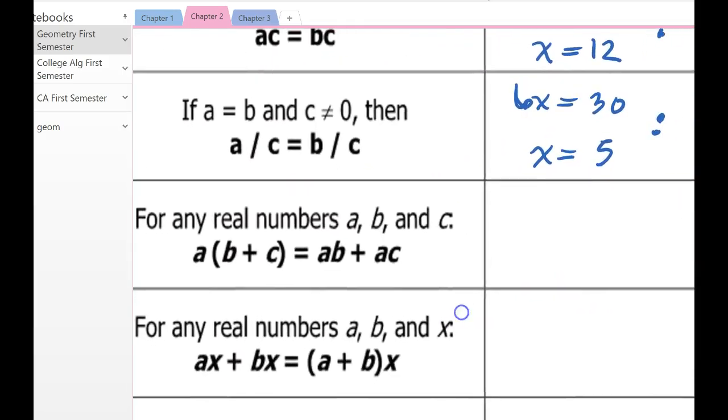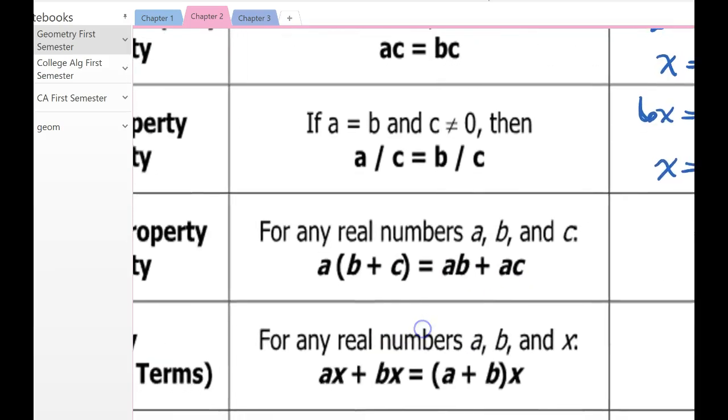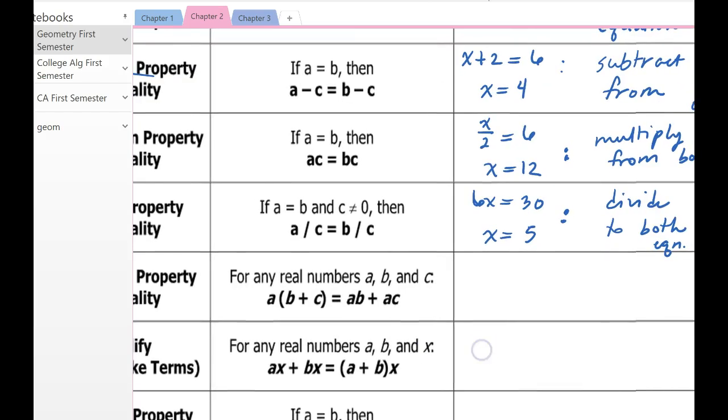Okay, next property is the distributive property. It says for any real numbers a, b, and c, if you have a number on the outside, you can distribute. So here's how it would look. If you have something like this, where you have 2 times (x plus 5), then what can you conclude? Yeah, that can be simplified to 2x plus 10. Now, you guys have been doing this so often.